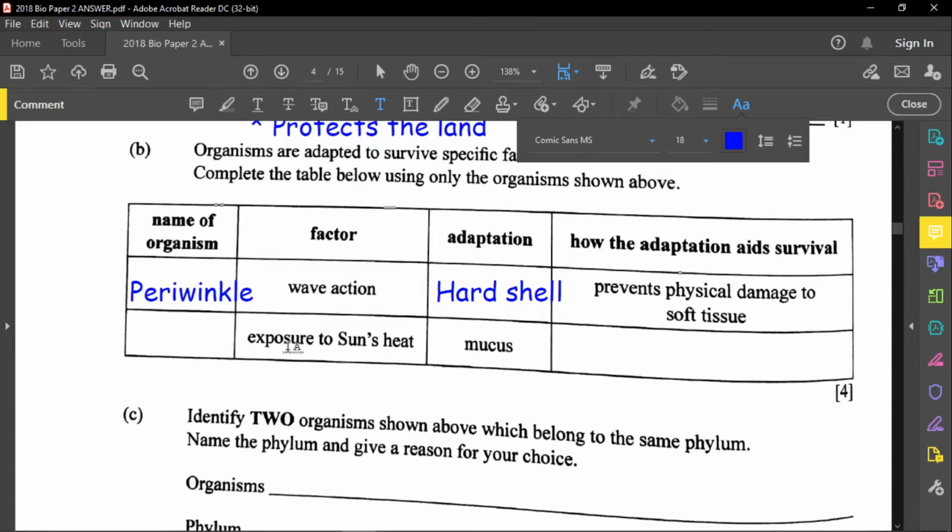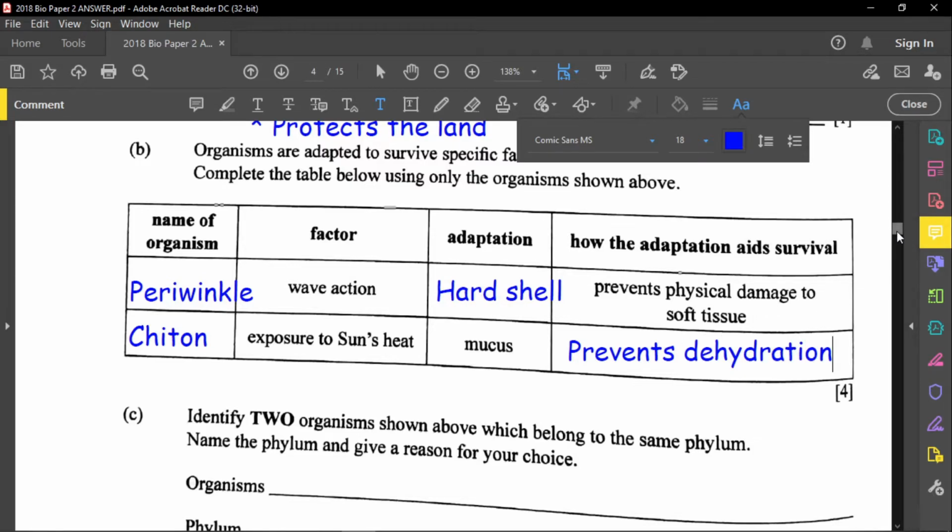Now, in terms of mucus, the shelled organisms tend to produce mucus around the opening of the shell, especially when they attach to the rocks. And so they keep the moisture in to prevent dehydration. So right now I'm going to put the chiton as the option right here. How the mucus will protect them in terms of survival, especially during low tides and high heat, is that it prevents dehydration.